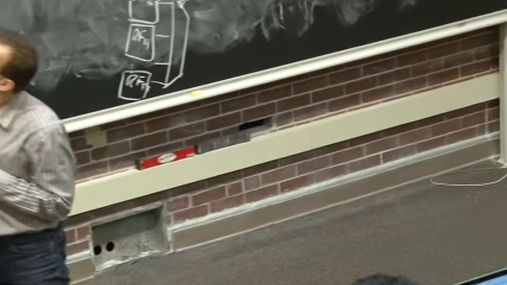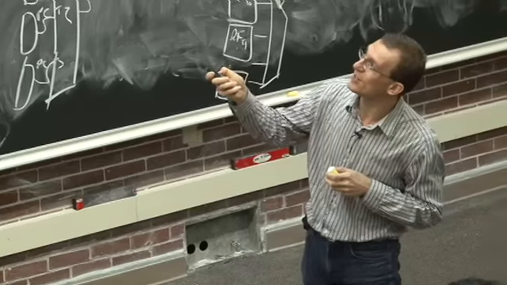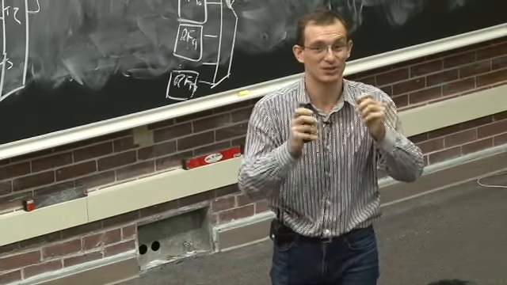Okay? Now, let's assume the simplest way of doing branch prediction is you always predict the next instruction is PC plus 4, right? Even if you have a control flow instruction.